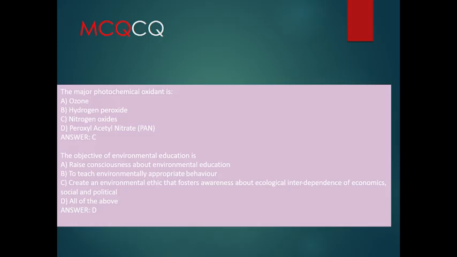The very old London smog was a very dangerous event in London, in which many lives were lost. So here the photochemical oxidant is nitrogen oxide, nitrous oxide, nitrogen oxide. This gas is formed by the reaction of nitrogen, which is present in the atmosphere, with oxygen. So therefore, the correct answer is C1.